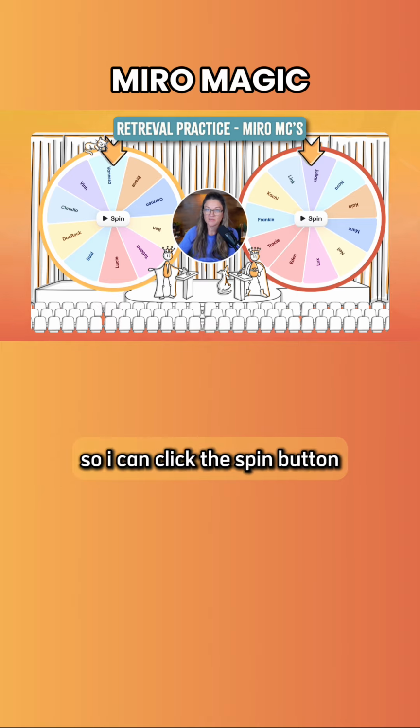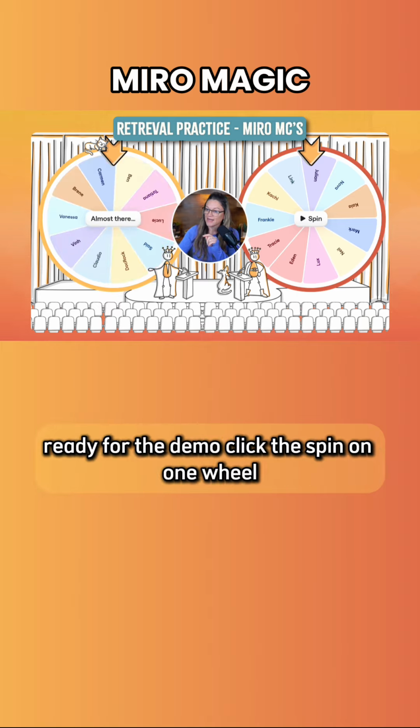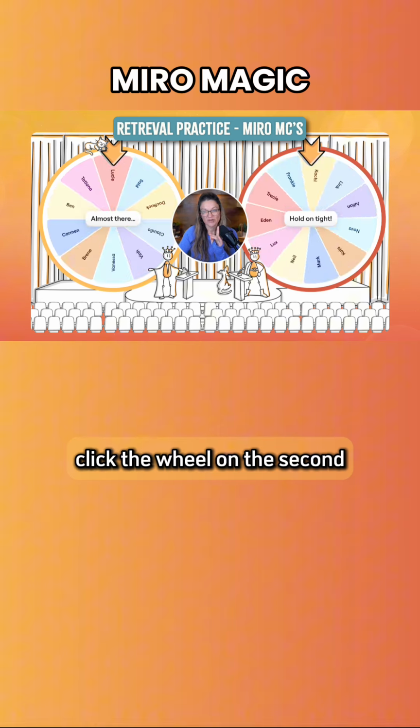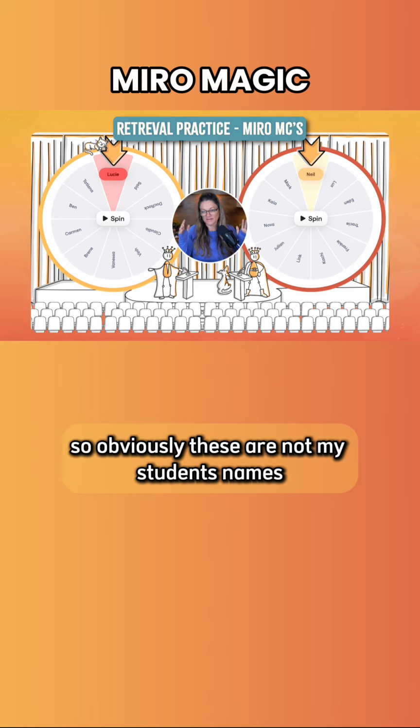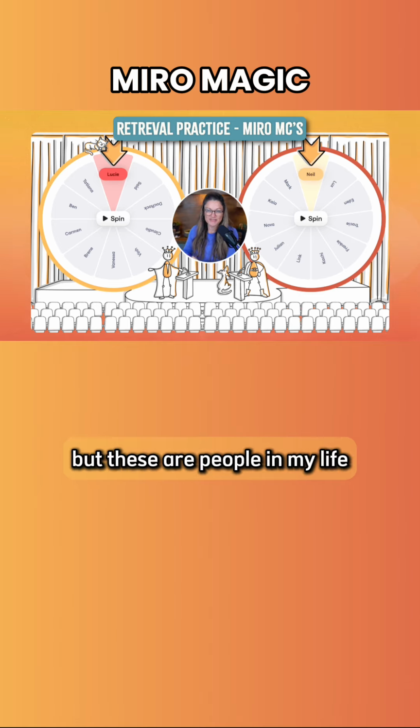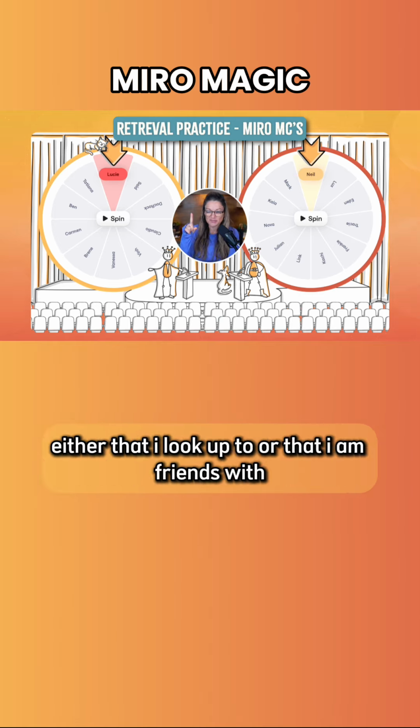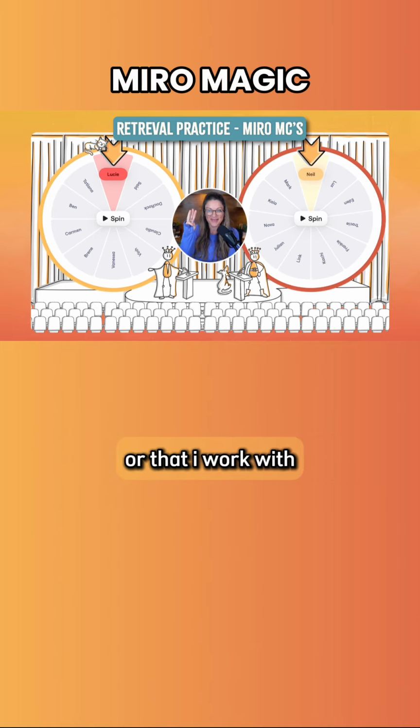So I can click the spin button. Ready for the demo? Click the spin on one wheel, click the wheel on the second, and now I've got my names. Hey, Lucy and Neil are my next two students. Obviously these are not my students' names, but these are people in my life either that I look up to or that I am friends with or that I work with.